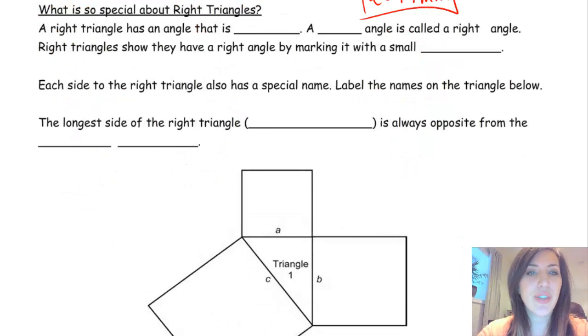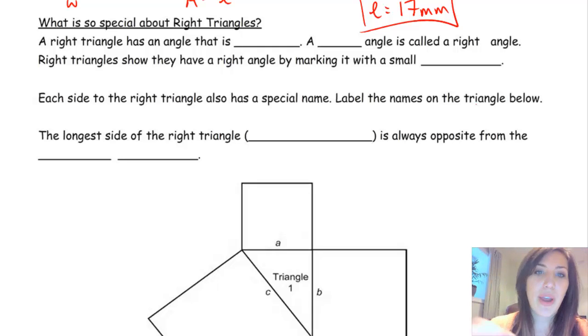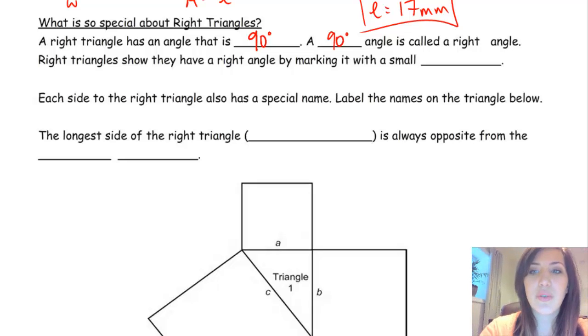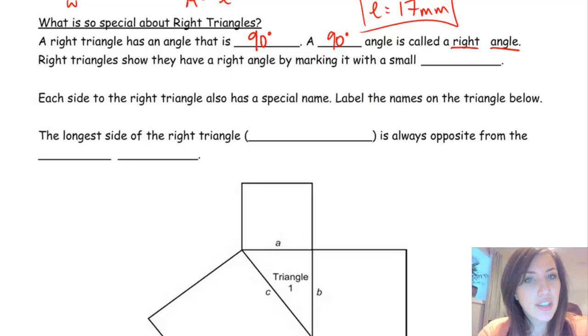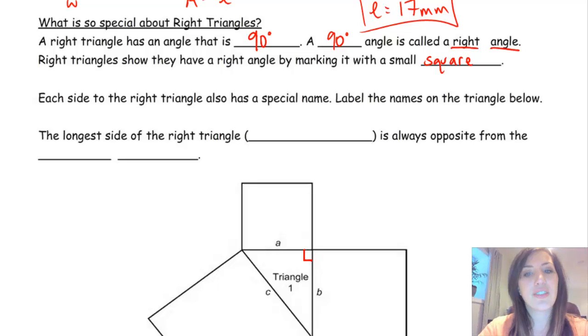So today we're going to focus on length and these ideas with area and squares, but we're going to talk about a special kind of triangle called a right triangle. And why is the right triangle so special? Well, it has an angle that is 90 degrees, and a 90-degree angle is also called a right angle. Right triangles show that they have a right angle by marking that with a small square. So here would be the square to show that this triangle down here is a right triangle.